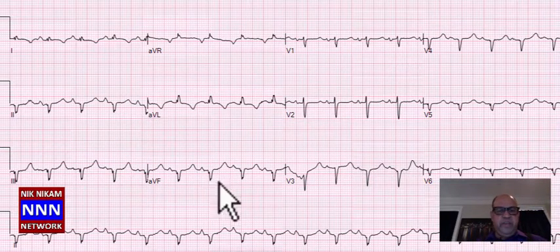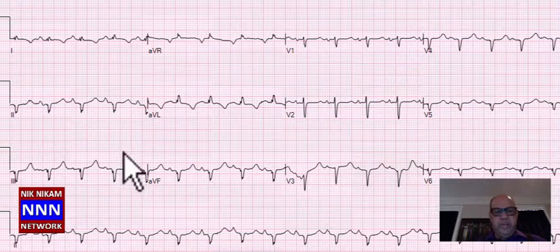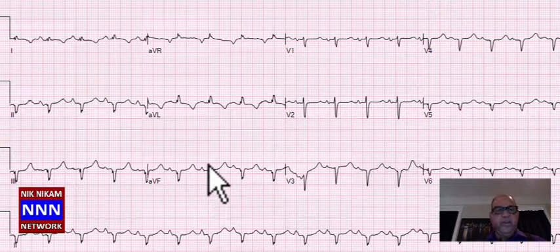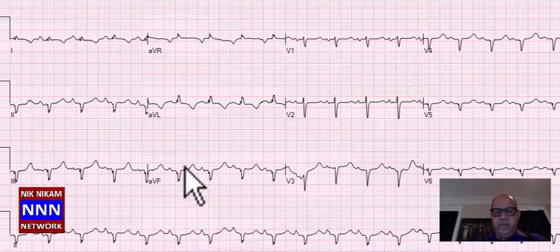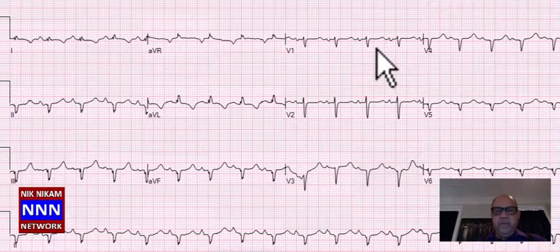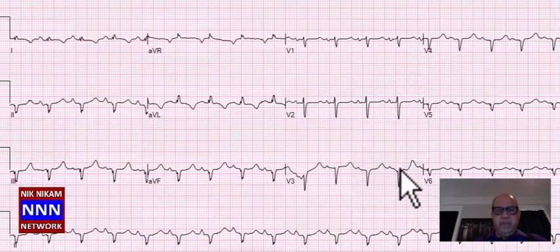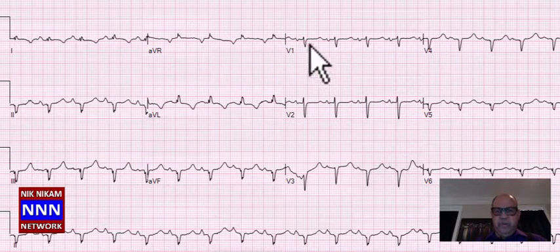Left axis deviation, left anterior hemiblock, old inferior myocardial infarction. So this may be a patient with multiple infarcts, suggesting inferior myocardial infarction and perhaps lateral myocardial infarction, along with left atrial enlargement. Maybe a patient with cardiomyopathy. A whole bunch of things we should start worrying about, because these are all abnormal findings.